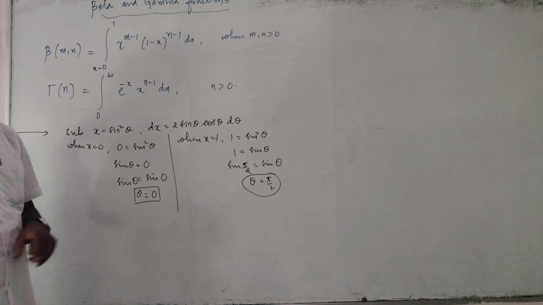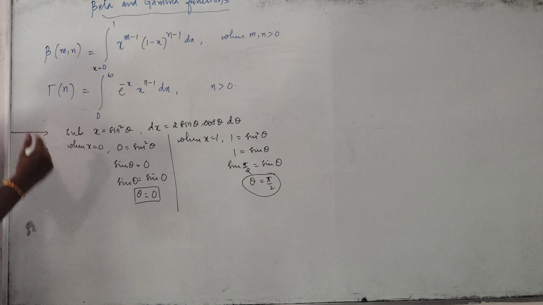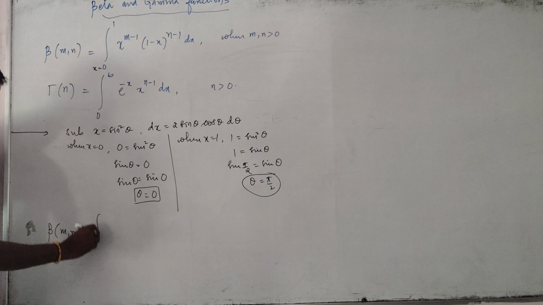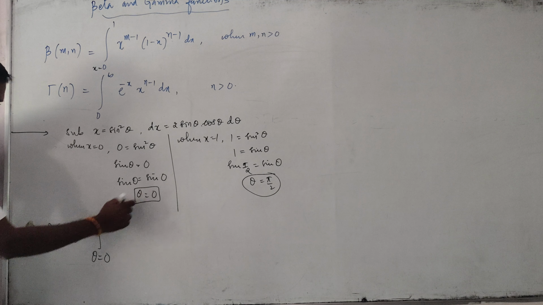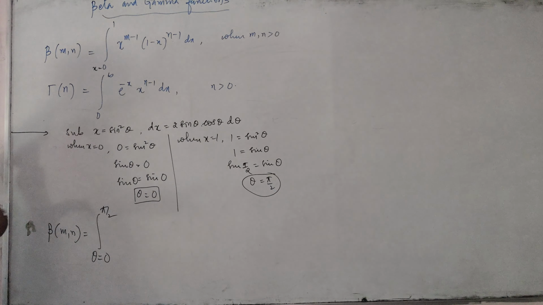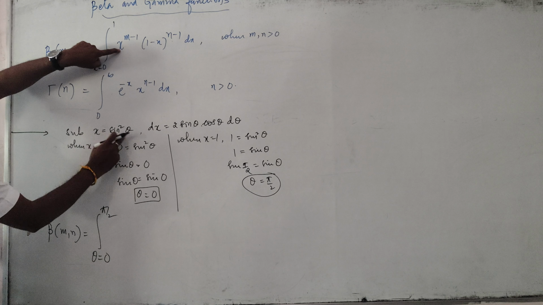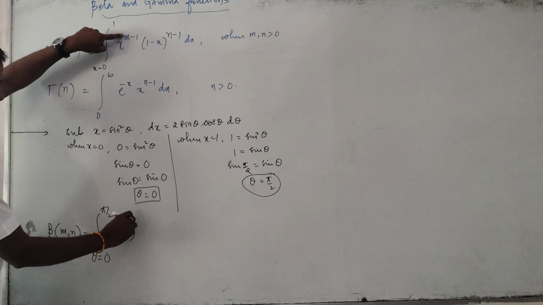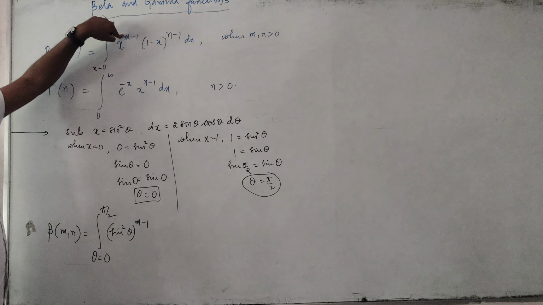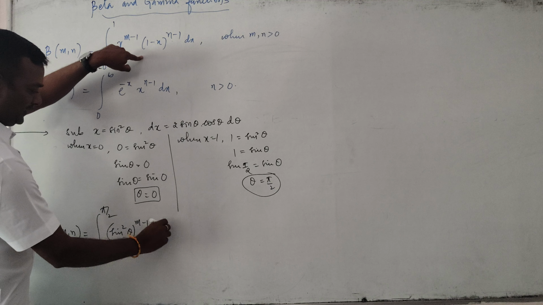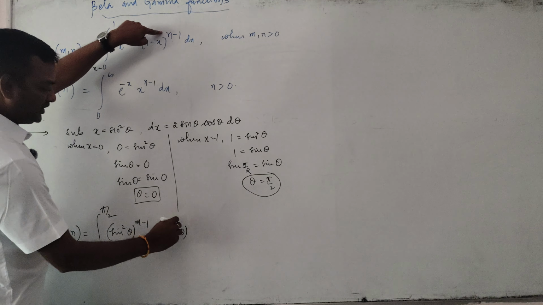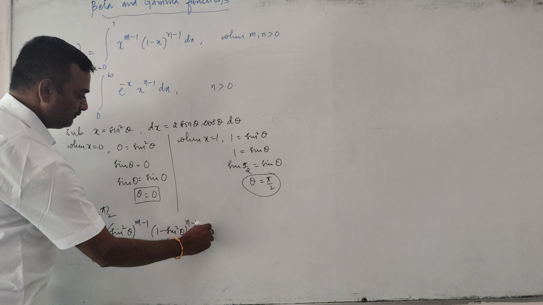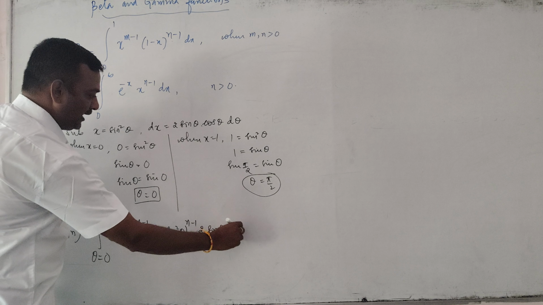Hope it's clear, right? So therefore, the given beta function becomes beta of m comma n is equal to, with new limits, theta runs from 0 to pi by 2. And what is the value of x you have taken? (Sin square theta) whole raised to m minus 1, into (1 minus sin square theta) whole raised to n minus 1, into what is the value of dx? 2 sin theta into cos theta into d theta.